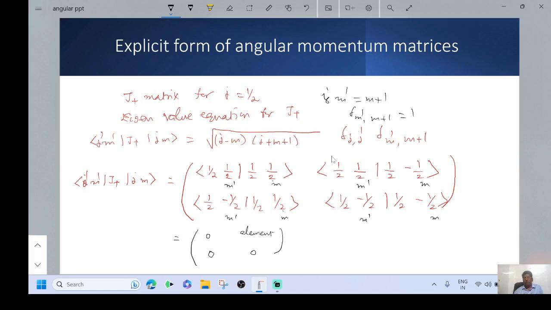Only at this place the element is present. What is the value of the element? We have to find out. Using this, we have to find out the element. If M dash equal to M plus 1, this value is 1. If J equal to J dash, this value equal to 1. So to find out the element, use these terms.